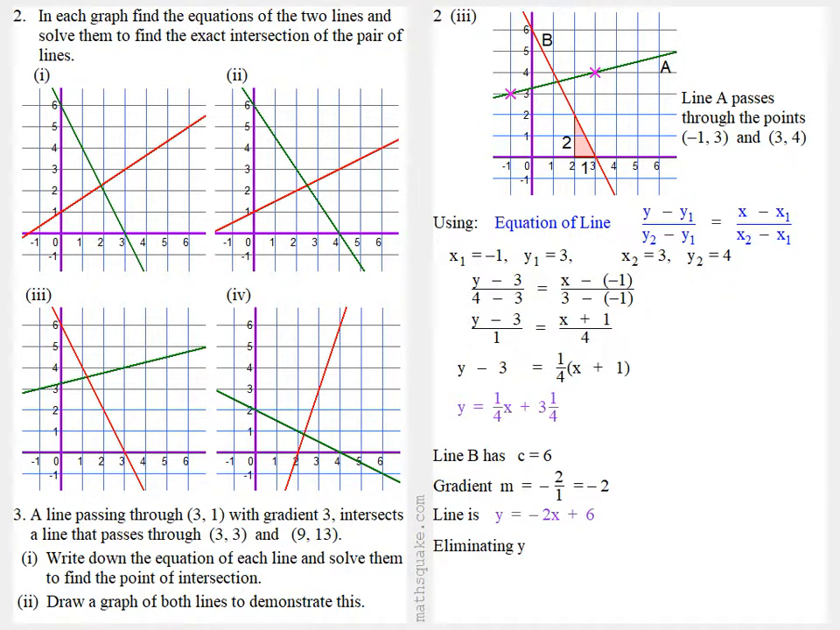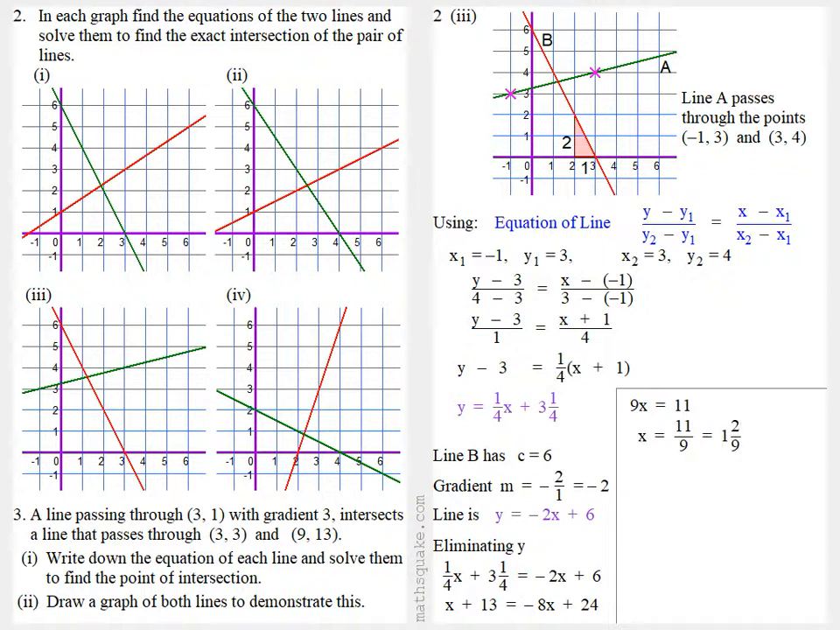Now we can eliminate y from both those equations by simply equating them, and so a quarter x plus 3 1/4 equals minus 2x plus 6. We can get rid of the fractions by multiplying all the way through by 4, so x plus 13 equals minus 8x plus 24. If we add 8x to both sides and subtract 13, we end up with 9x equals 11, or x is 11 over 9, which is 1 2/9.